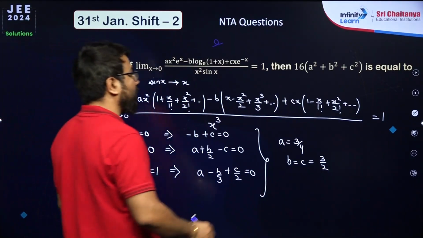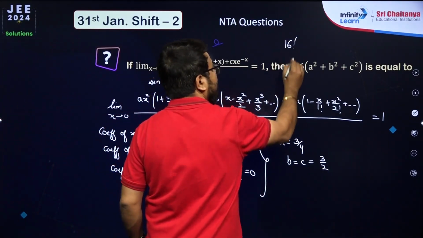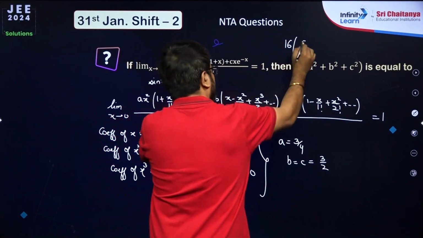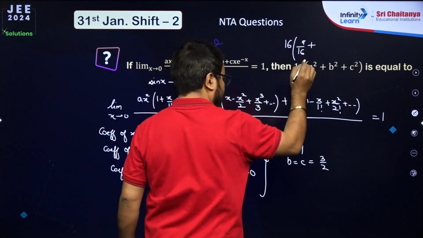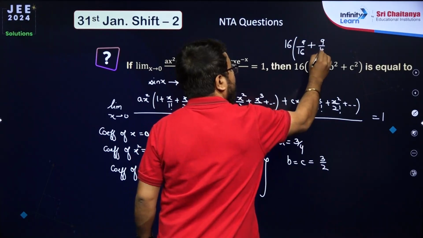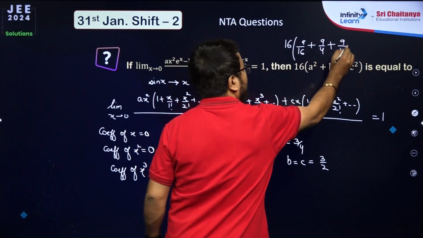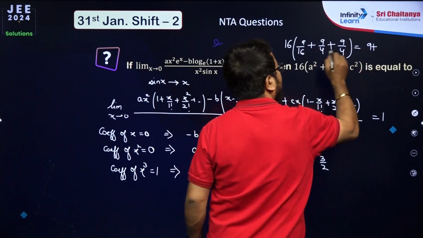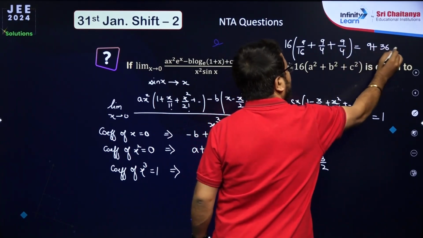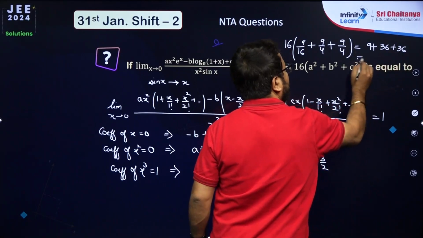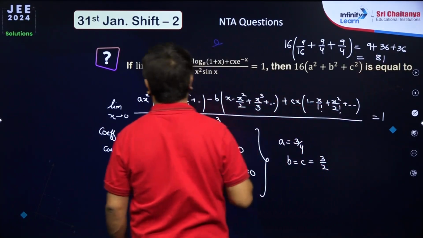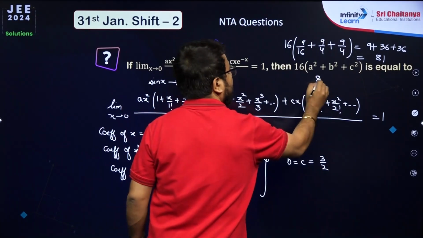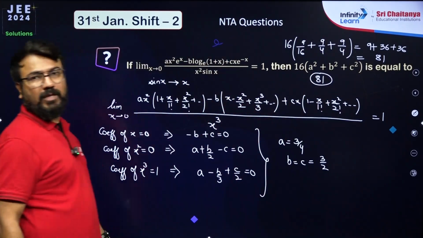Now what they are asking for is the value of 16 times A square. So A square is 9 upon 16, B square is 9 upon 4, C square is 9 upon 4. When 16 is being multiplied, this becomes 9, then it becomes 36, then it becomes 36. This becomes 81. The answer to this problem is 81. 81 is the answer. I hope you understood the problem.